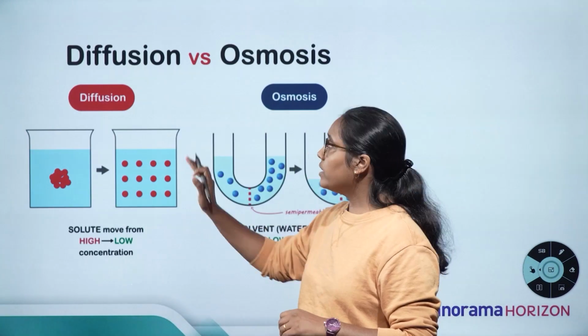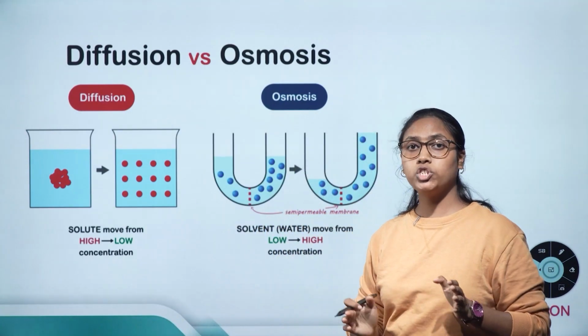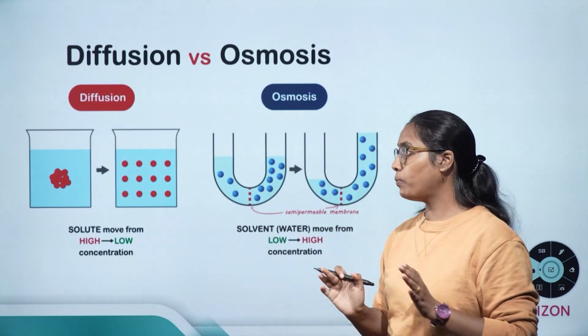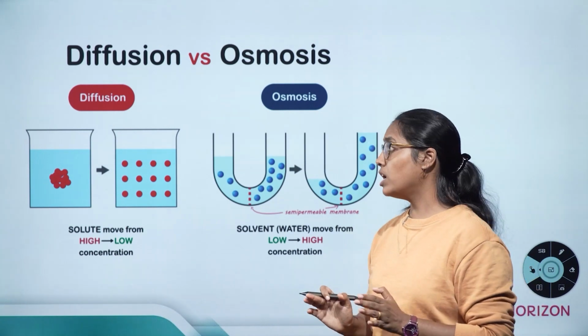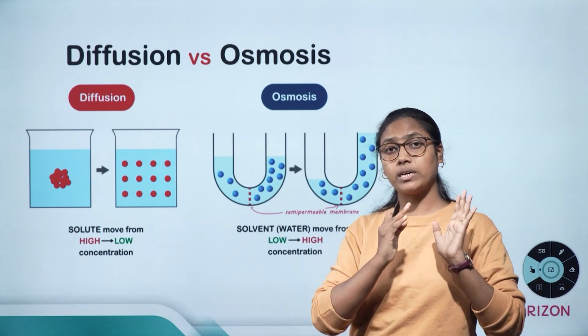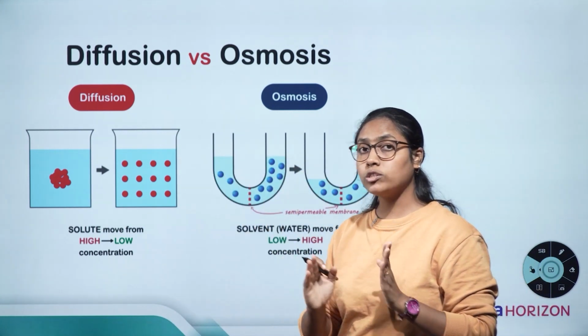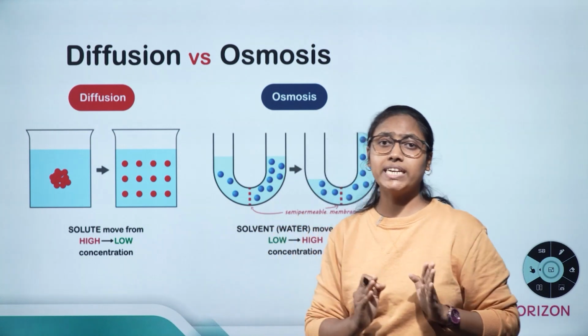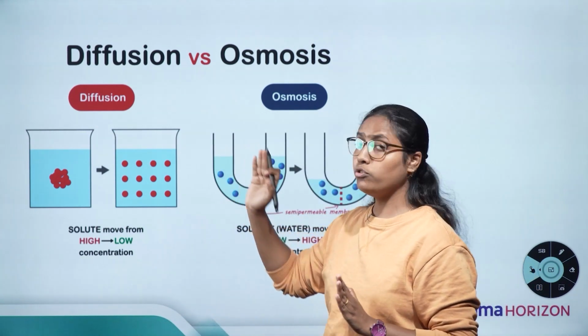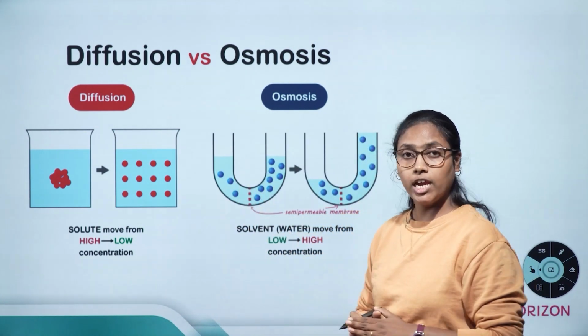Next we'll see the difference between diffusion and osmosis. It is a very important difference you need to know, because if some molecules are passing through a cell membrane, we say it is osmosis. So why do we say it is osmosis and not diffusion? Knowing this is very important.